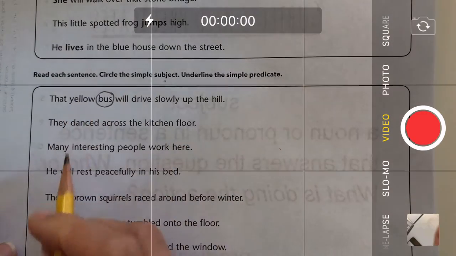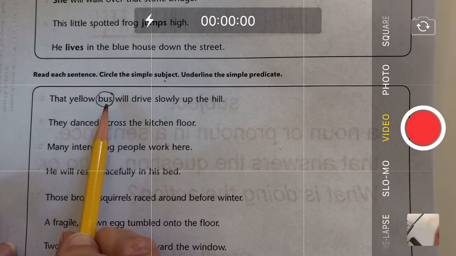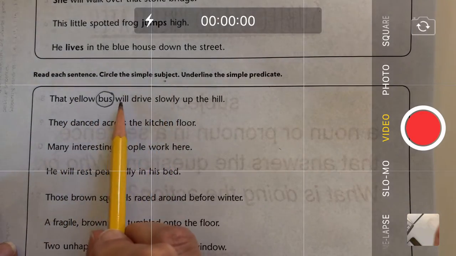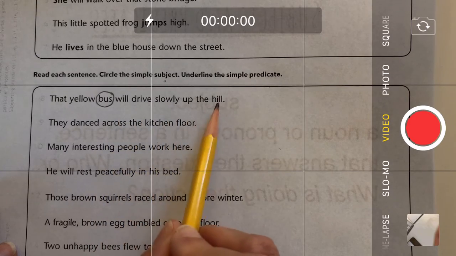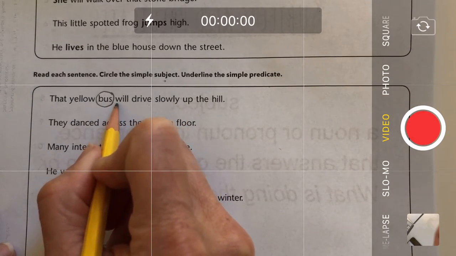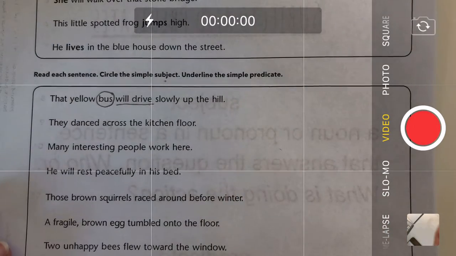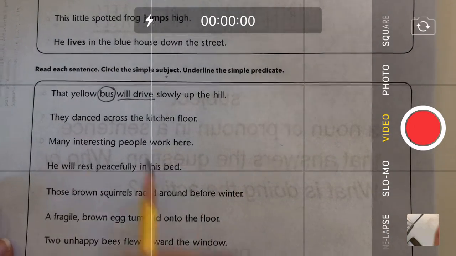That and yellow are describing the bus. So the bus is doing the action. And what is it doing? Will drive slowly up the hill. It's going to drive, will drive up the hill. So you can underline that for the predicate.